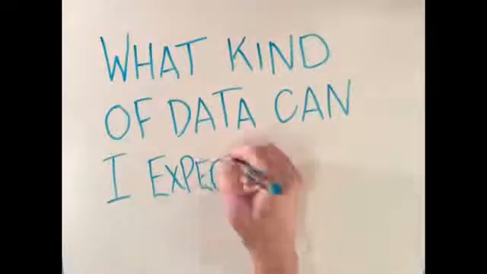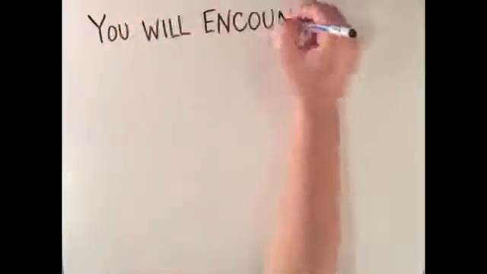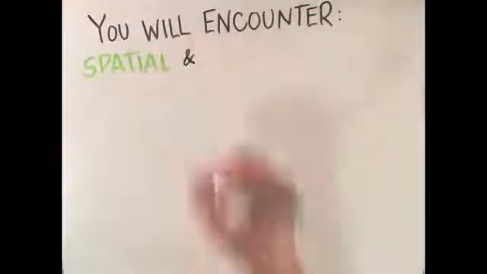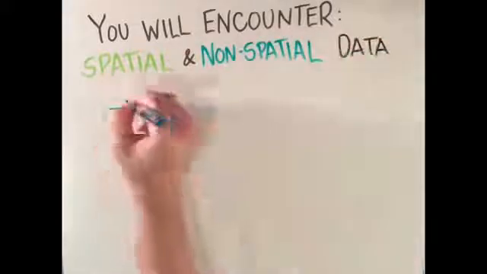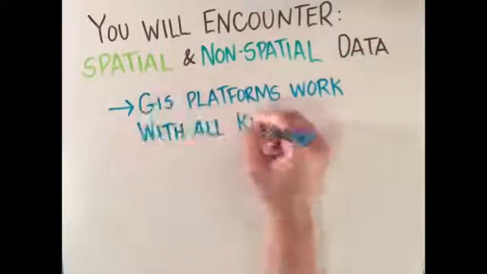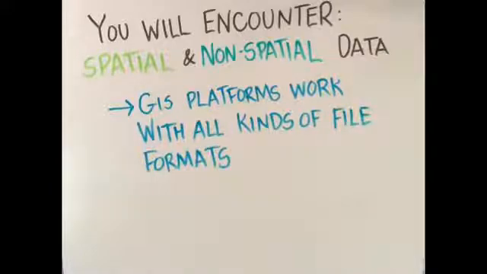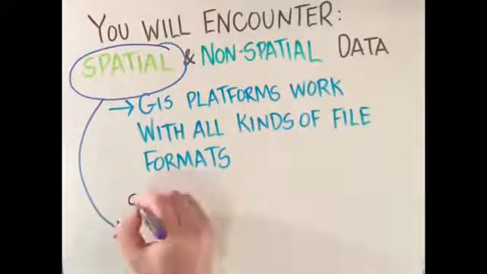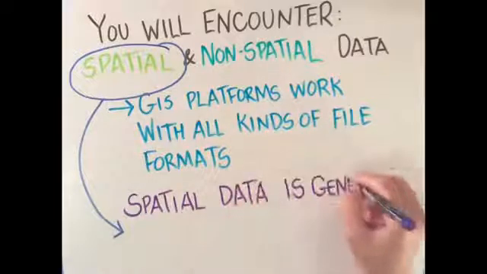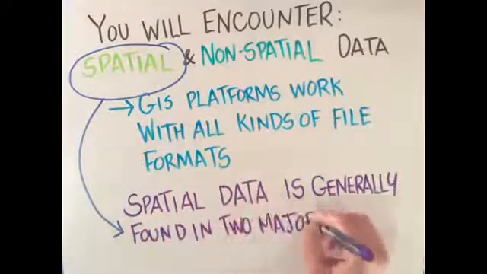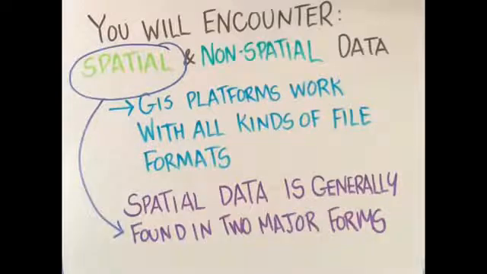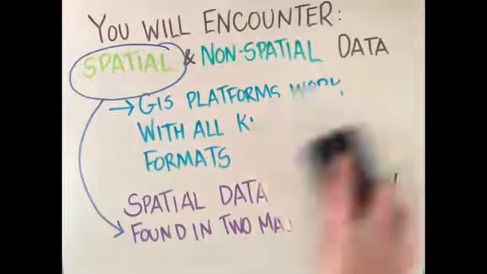What kind of data can I expect to see? GIS platforms can analyze both spatial and non-spatial data. GIS platforms have the ability to analyze many types of data that come in a variety of file formats. Before diving into the world of GIS, it is important to understand the 2 major types of spatial data file formats you will see so that you understand the kind of data you'll be working with. These 2 forms are vector and raster.